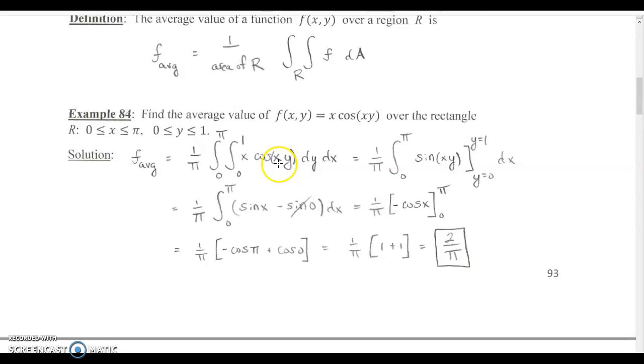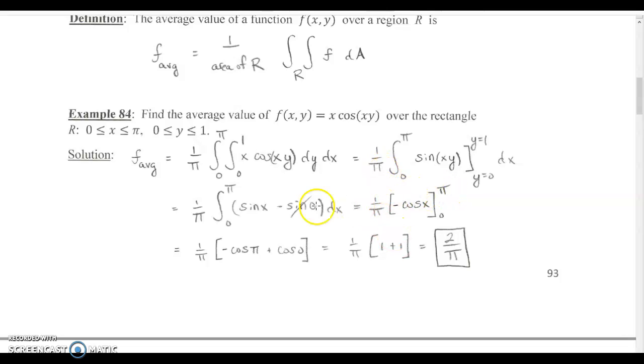Now the integral of cosine of a constant times y is 1 over that constant. So in this case, it's 1 over x times the sine of xy. So then I get the x's to cancel. So the integral becomes the sine of xy, evaluated from y equals 0 to y equals 1. So that becomes sine of x minus sine of 0. Sine of 0 is 0. So now I just have the integral of sine x, which is minus cosine x, evaluated from 0 to pi.